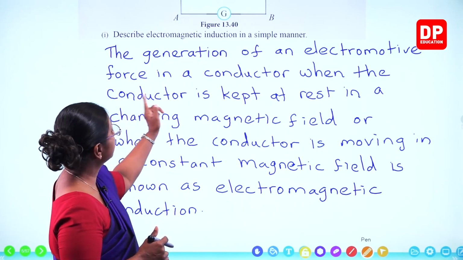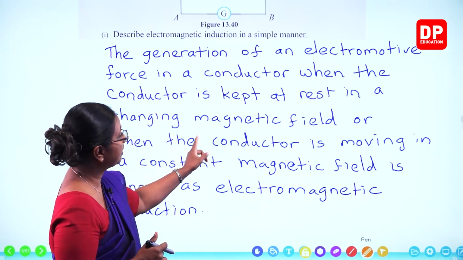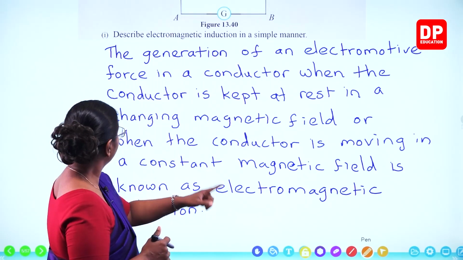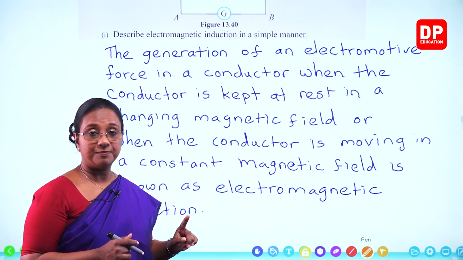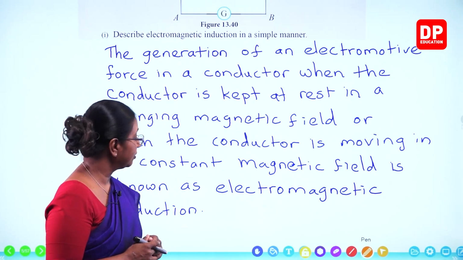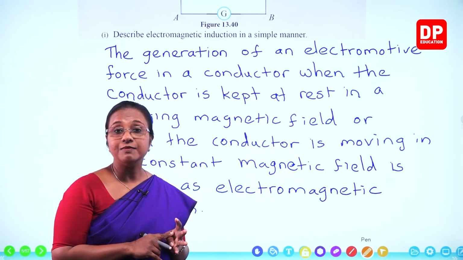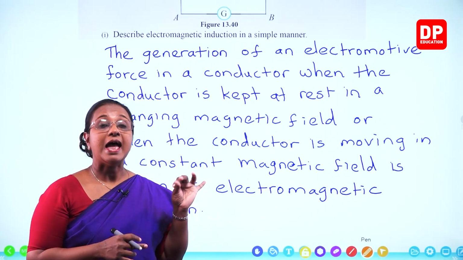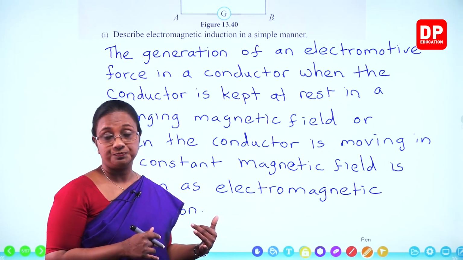So you can see the generation of an electromotive force in a conductor when the conductor is kept at rest in a changing magnetic field. That is the bicycle dynamo. Or when the conductor is moving in a constant magnetic field. That is the normal alternating current dynamo. Is known as electromagnetic induction. So either way, there is a magnetic field, there is movement, and they are perpendicular to each other, and then the current that is generated is also perpendicular to the two.